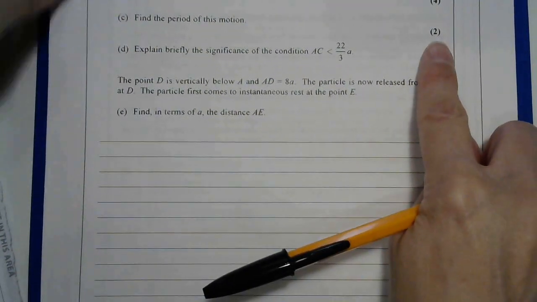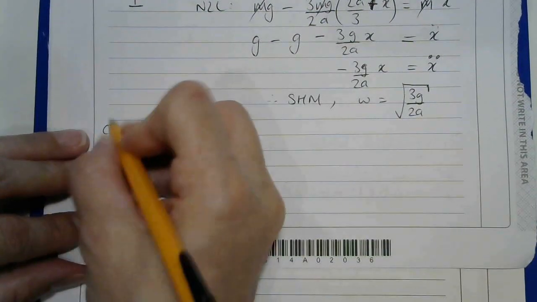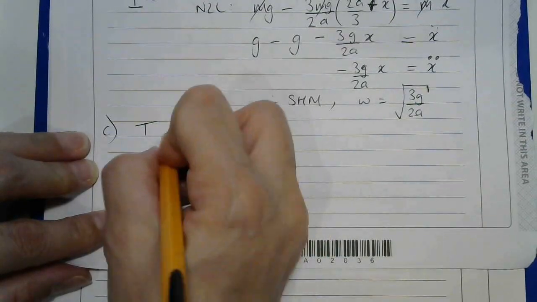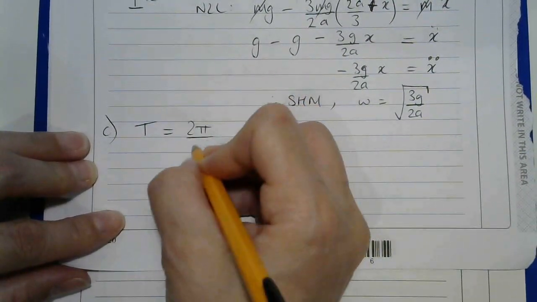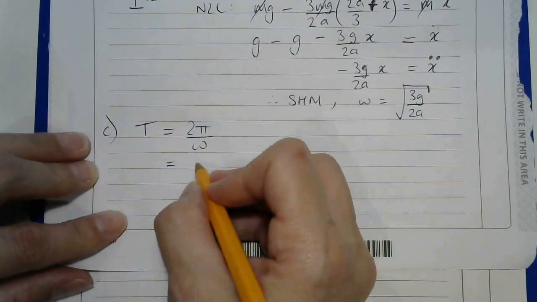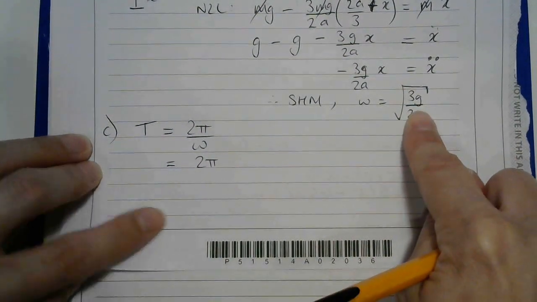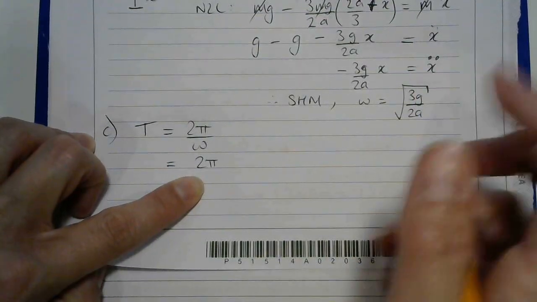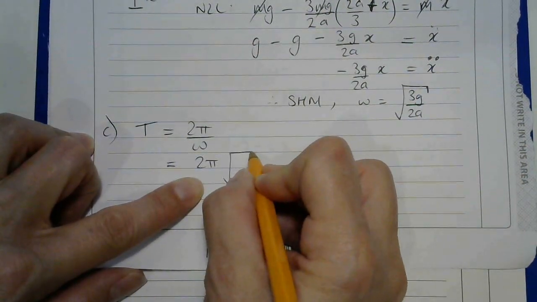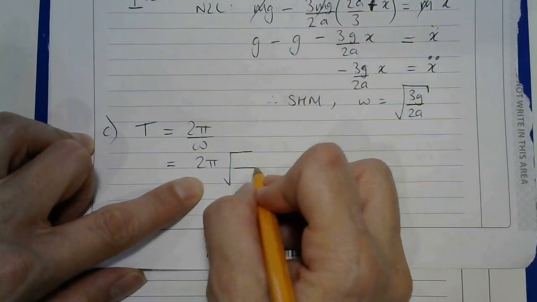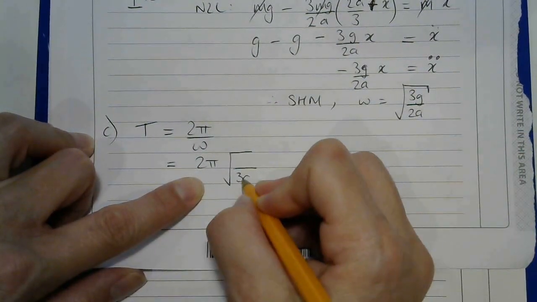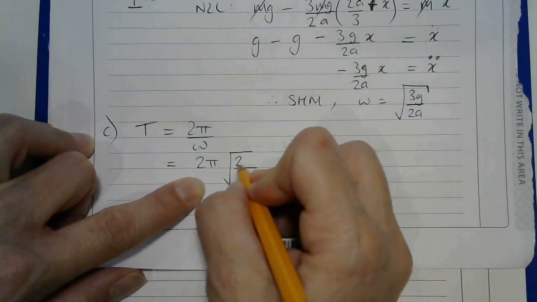Then it says find the period of the motion. To find the period of the motion, I use the formula: the period T is 2 pi divided by omega. So here I can do 2 pi divided by the omega that I identified here. Dividing by this is like multiplying by the reciprocal, so the 3g will end up on the bottom and the 2a will end up on the top.